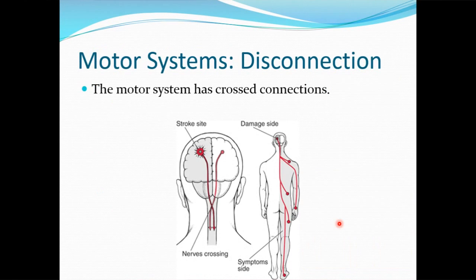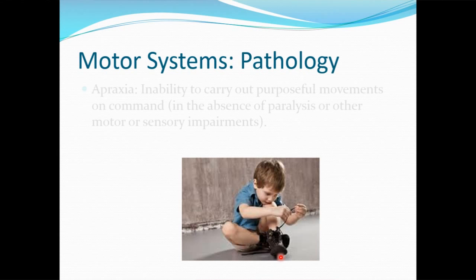Now, disconnection of the motor system: which side works with what and where do they cross. The motor system has crossed connections and they cross in the brainstem. So if you have, for example, a stroke on the left-hand side, it's the right side of your body that will be affected. I think that's fairly straightforward.